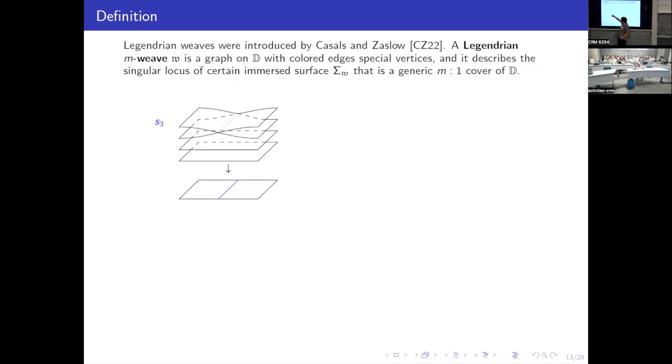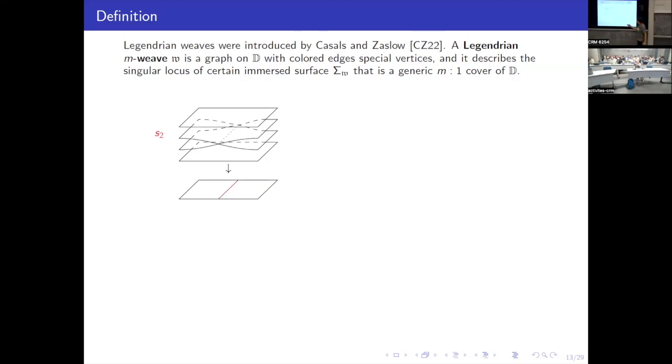So the color of the edges corresponds to Coxeter's set of generators, right? So it's going to be S1 to Sm-1. Right? So it's a 4-weave. The biggest one is S3, so I'm going to just call this color S3. And what it tells you is that the top 2 sheets cross each other along that preimage.